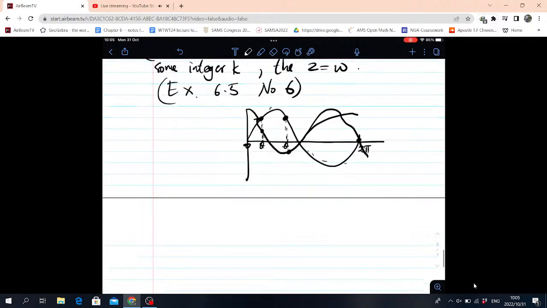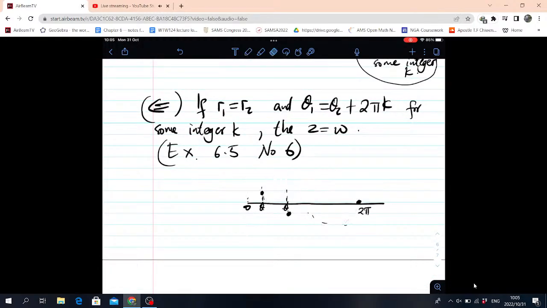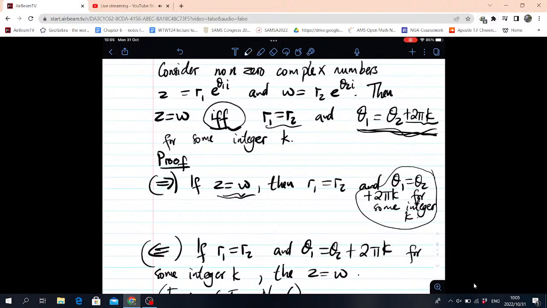Right, so I was talking about this theorem that tells us that if you have got two complex numbers that are expressed in polar form, then you've got that the moduli are the same, but the angles can be different, but they only differ by a multiple of 2 pi. That's what it's really saying.